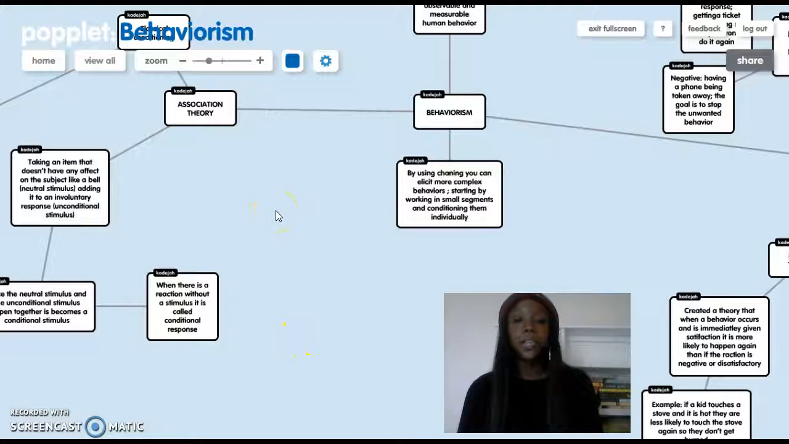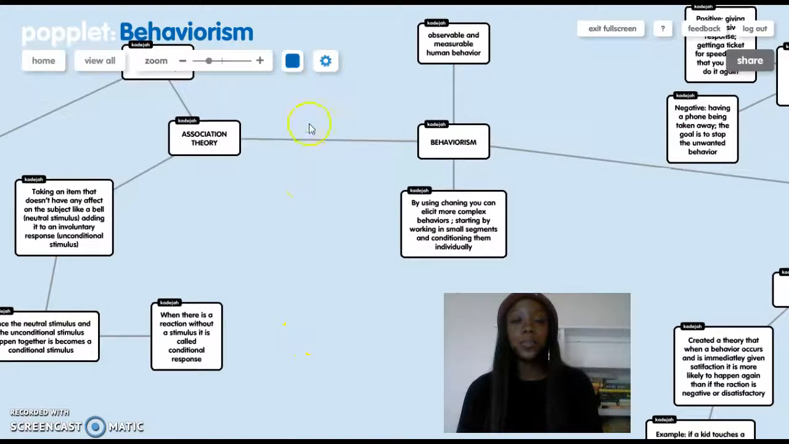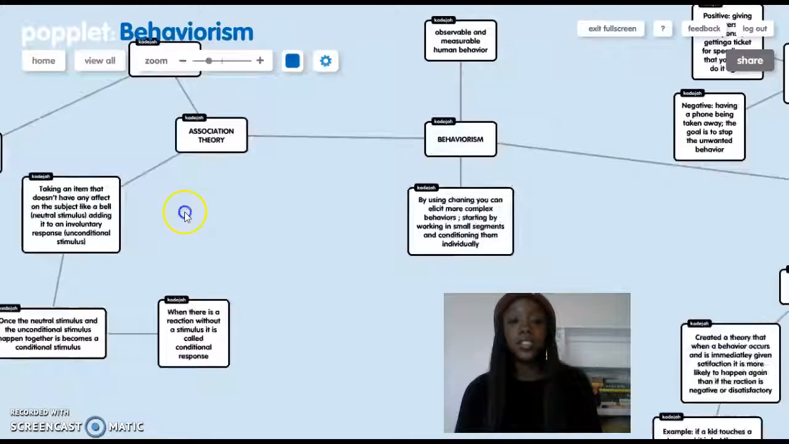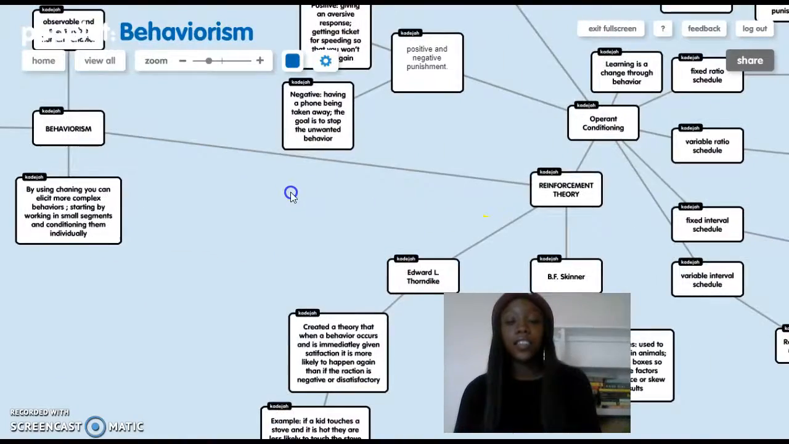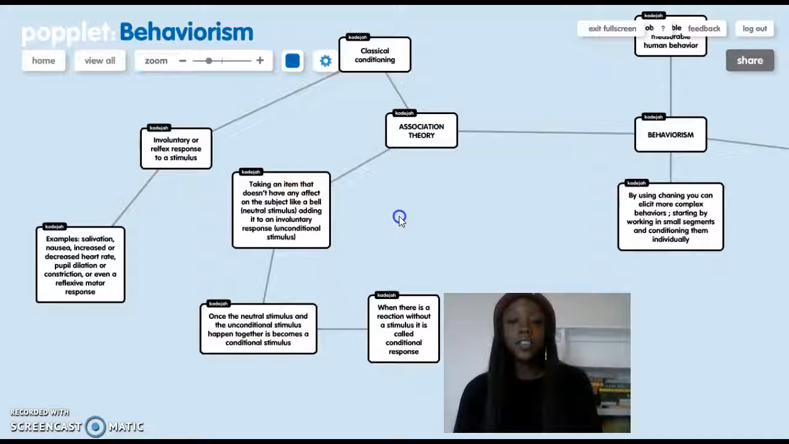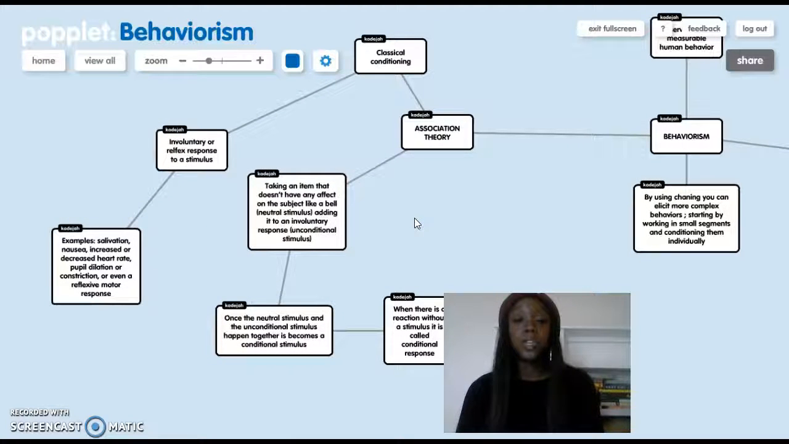Today we're talking about behaviorism, which is observable and measurable human behavior. The two theories that are associated with this are the association theory and the reinforcement theory. The first theory, association theory, has to do with using classical and involuntary responses to elicit certain behavior.